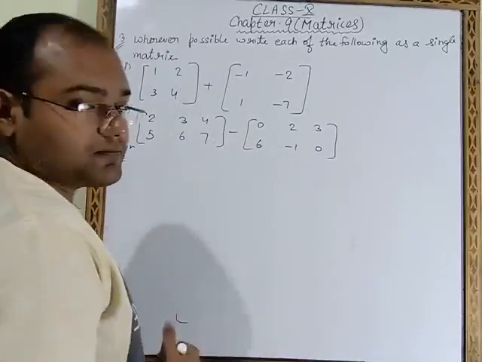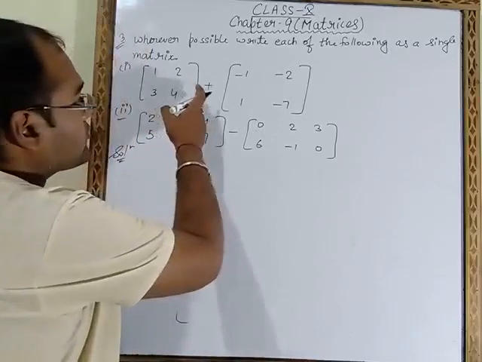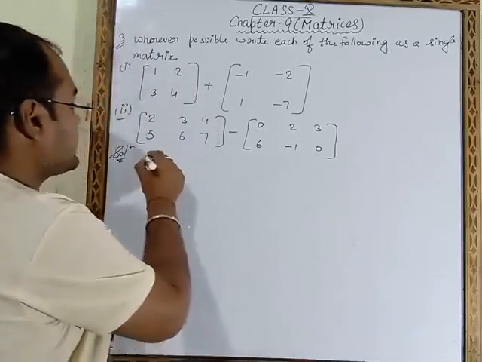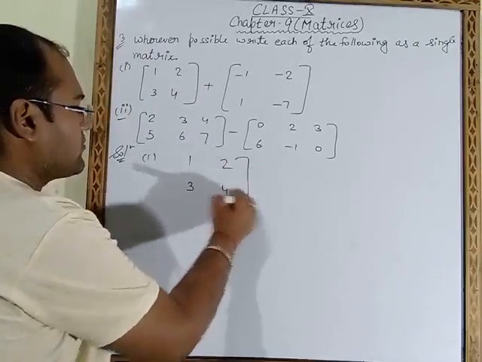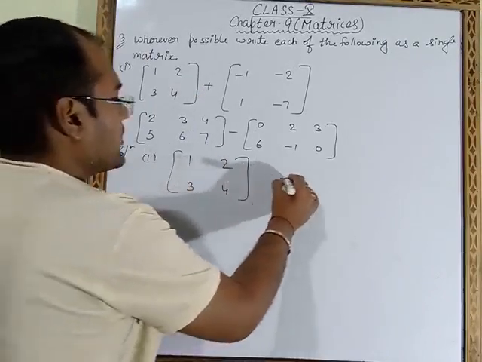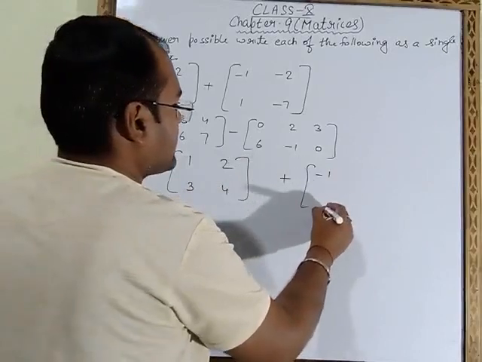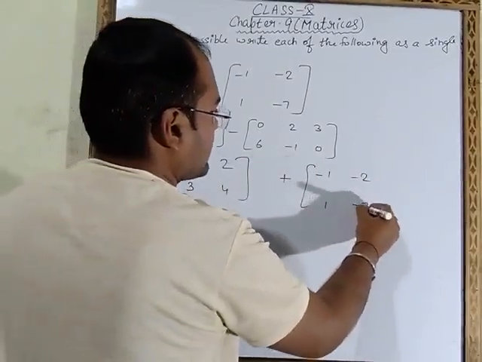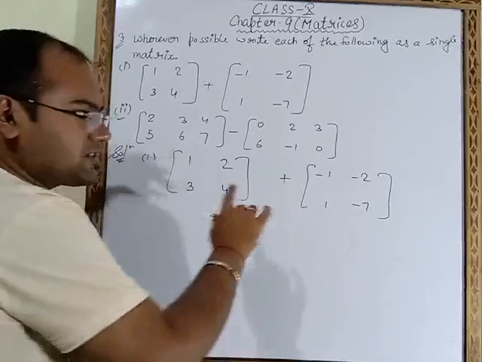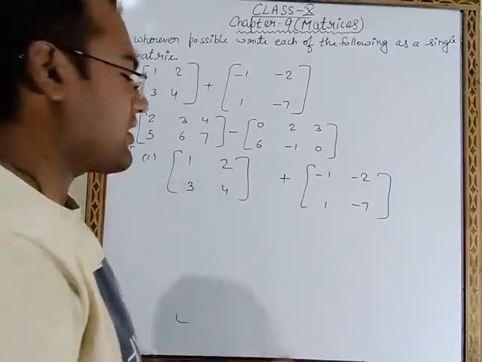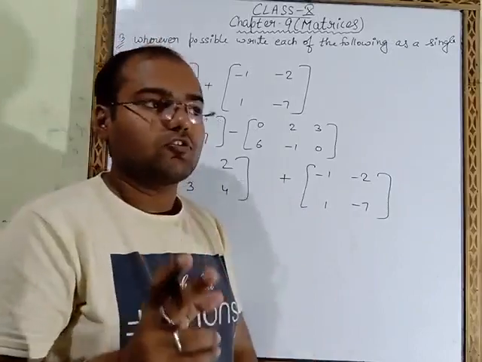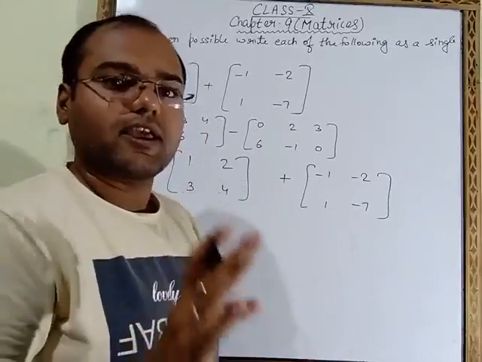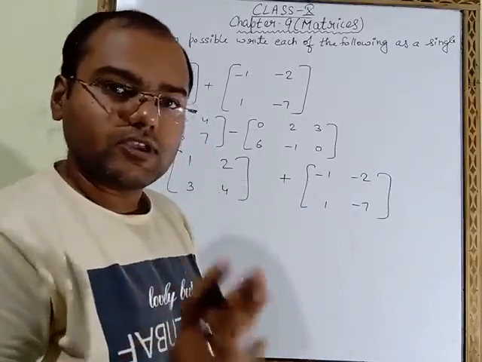Here, first of all, we have to check the order. Let's see the first part. 1, 2, 3, 4 plus minus 1, 1, minus 2 and minus 7. These two matrices we have to add. But before that we have to check whether it is possible to add these matrices or not. In the previous question I told you, in order to add or subtract any matrix, their order should be same.